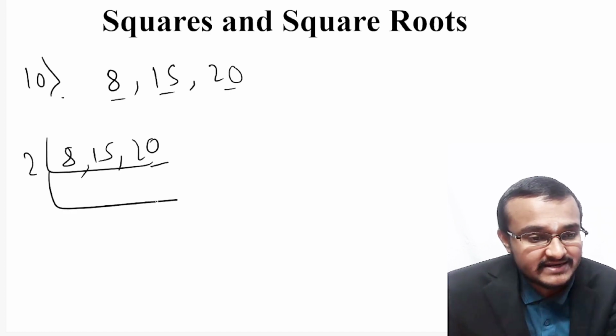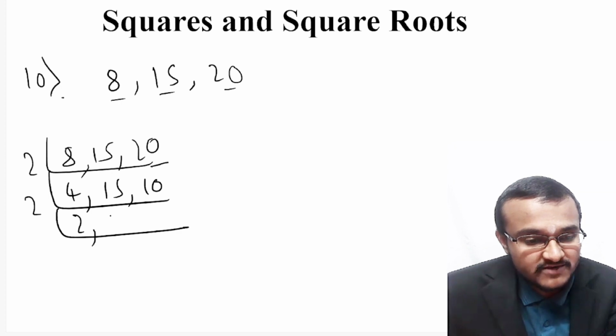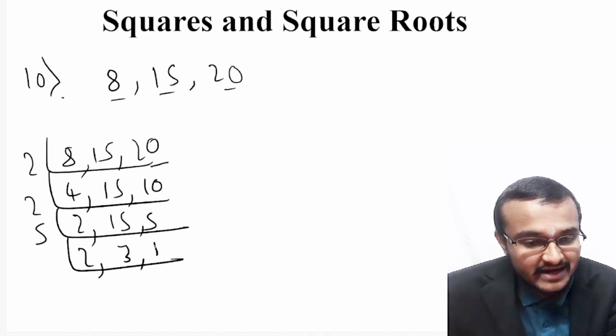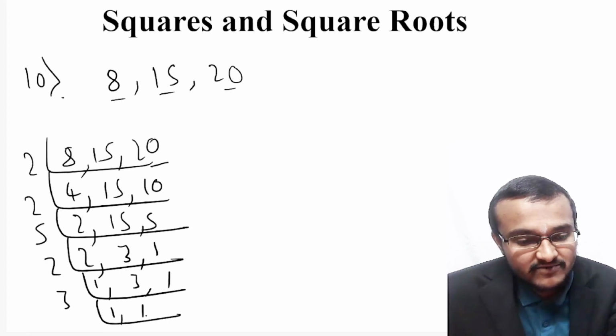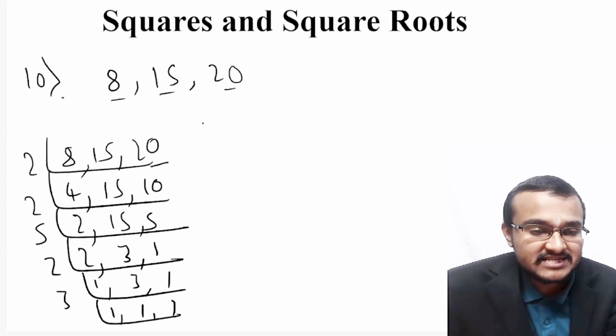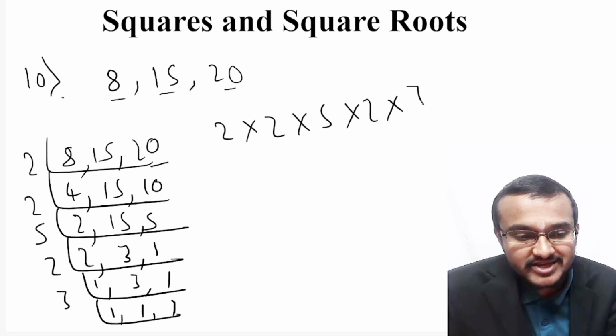So here we can take 2. So 2 4s are 8, 15 will be as it is, 2 10s are 20. Again you can take 2. So 2 2s are 4, 15, 5. You can take 5 here. So it will be 2, 3, 1. Again you can take 2. It will be 1, 3, 1. So you can take 3. It will be 1, 1, 1. So the LCM of 8, 15, 20 is 2 into 2 into 5 into 2 into 3.